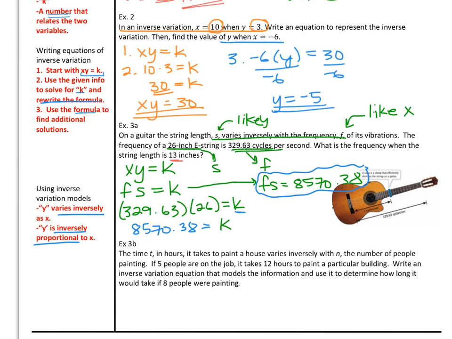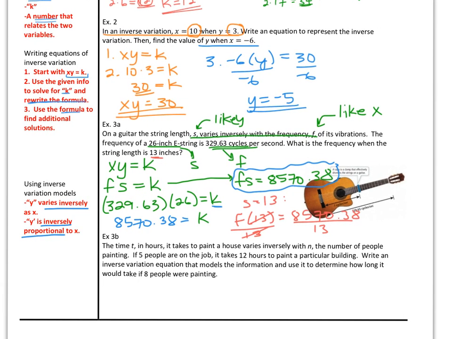If we're given our string length, that's s, if s equals 13, then f times 13 should equal 8,570.38. To get f by itself, we'll divide both sides by 13. I'm going to run out of room here. All right, so if we take our constant divided by our string length, the frequency is approximately 659.26, and we'll abbreviate the label as CPS for cycles per second. So notice our frequency increased as the string length decreased, and that's inverse variation.